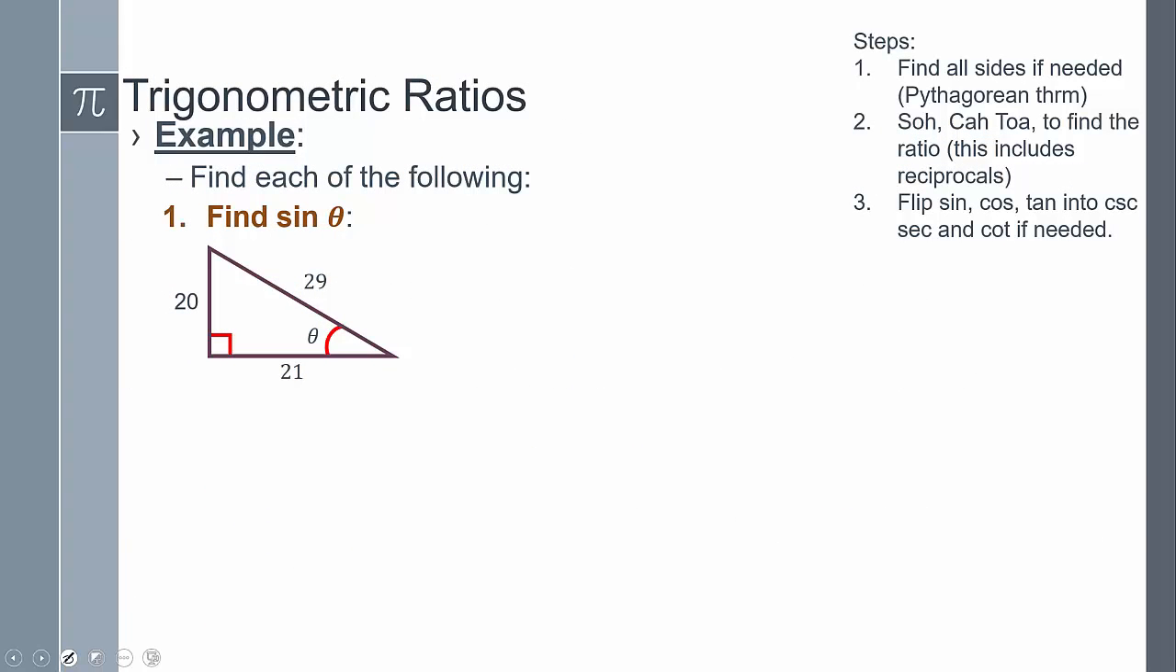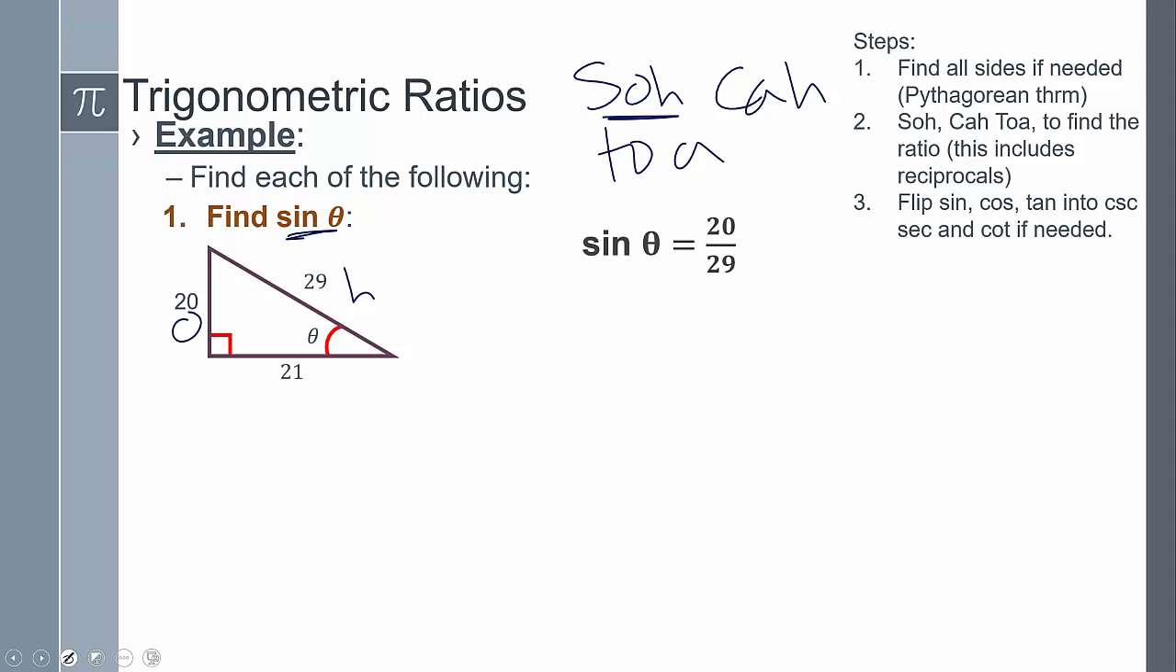So let's actually practice finding some of these trig ratios. It's asking here for sine theta. Well, what do we need to do? We have to be able to find the sine ratio. Well, SOHCAHTOA. The sine ratio is the ratio that's opposite to the hypotenuse. Okay, well, here's opposite. Here's the hypotenuse. So the ratio that's going to be opposite to the hypotenuse is 20/29.